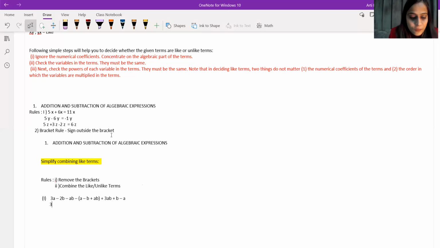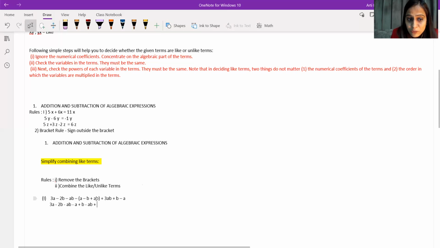Now we need to open the bracket here. All the terms will remain the same, minus AB minus. Now here a bracket is there and outside the bracket there is a minus sign. So I need to remove the bracket first. Since a minus sign is there, the signs of all the terms inside the bracket will get changed. A is a positive term because there is no sign before this term. So A will become minus A, minus B will become plus B, plus AB will become minus AB. Everything else will remain the same.